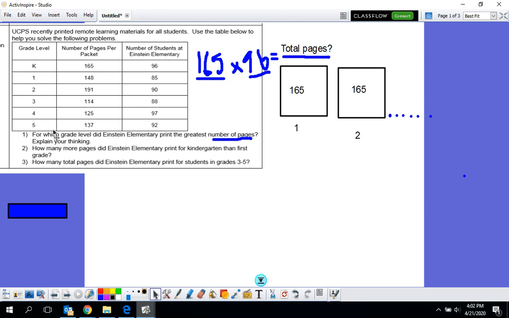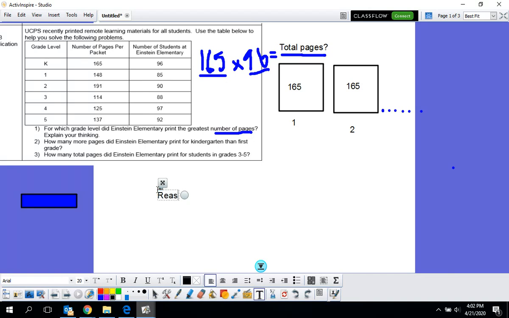So for step 1, I don't think it wants you to solve every single one of these multiplication questions. Guess what it wants you to do? It wants you to use some reasonableness. Look at the grade levels and think about who has the most pages and who has the most students, and which one probably is going to have the highest number of pages. You may also want to think about which ones you can eliminate.